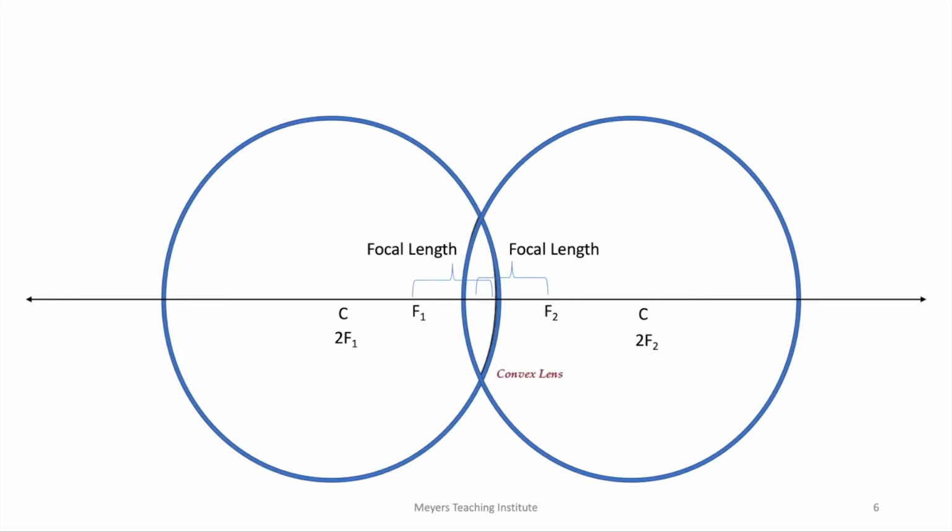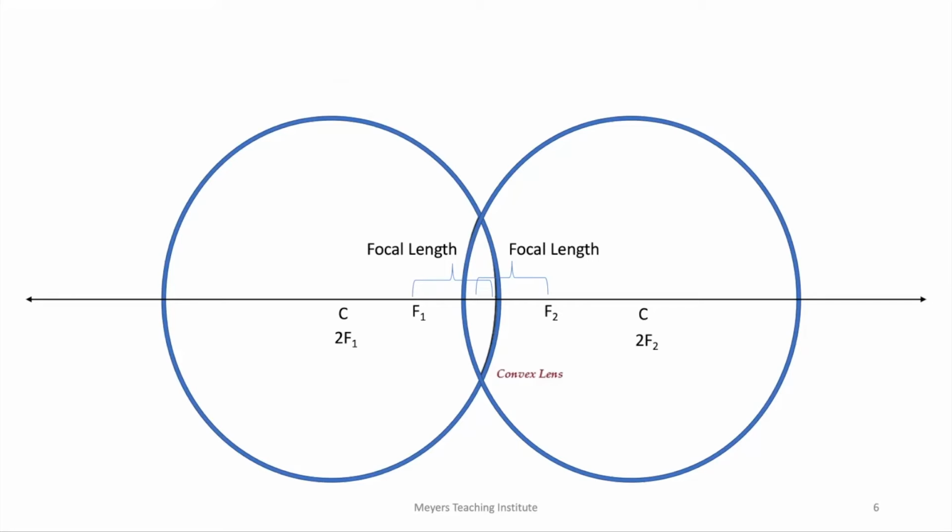So therefore, the principal focus is basically where the light rays parallel to the principal axis are incident on a convex lens. They converge to a point on the principal axis, and this point is called the principal focus of the lens, which is F1 and F2 for each of these curvatures.